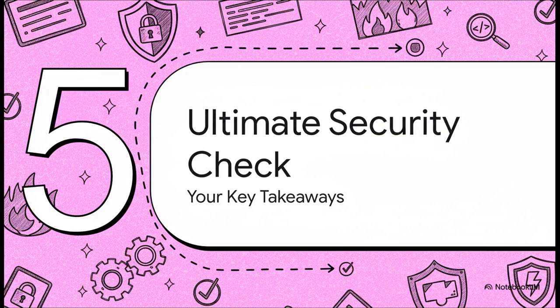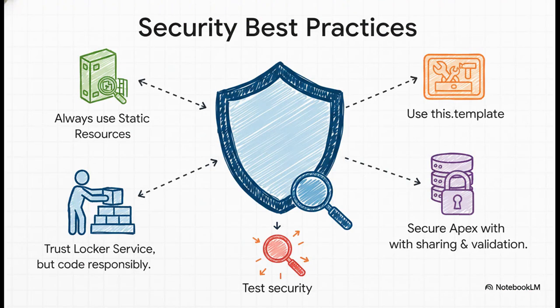Okay, we've covered a lot of ground. So let's pull all of this together into one final, actionable checklist. This is the stuff you should have pinned to your monitor every time you're building a new Lightning Web Component. Think of this as your new mantra. 1. Trust the platform, but remember you have a role to play. 2. Always use static resources for external libraries. 3. Stick to this.template when you're working with the DOM. 4. Lock down your Apex with sharing. And 5, don't just test for bugs, test specifically for security flaws.